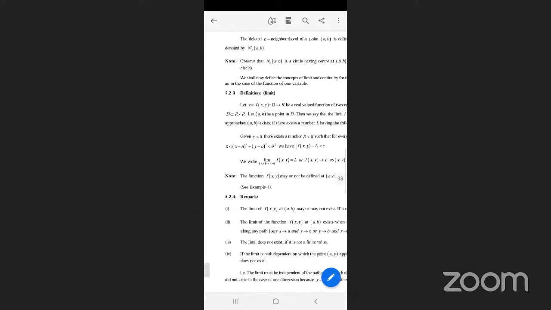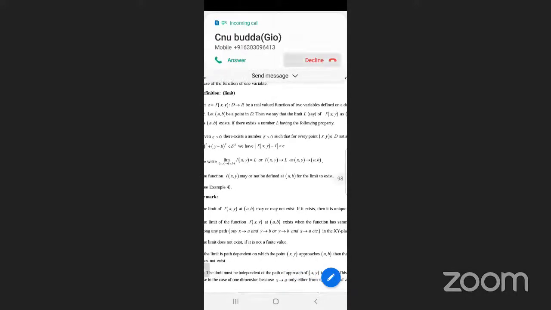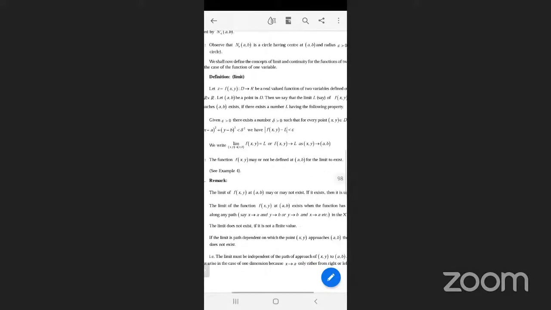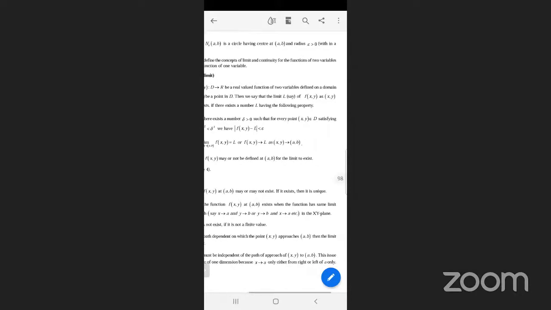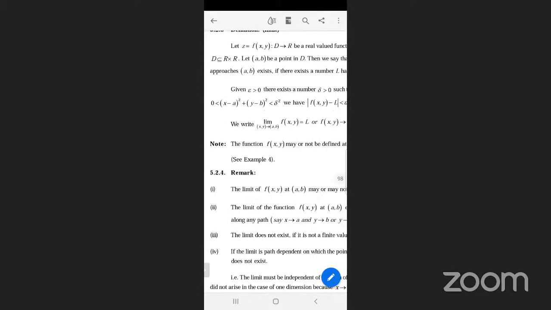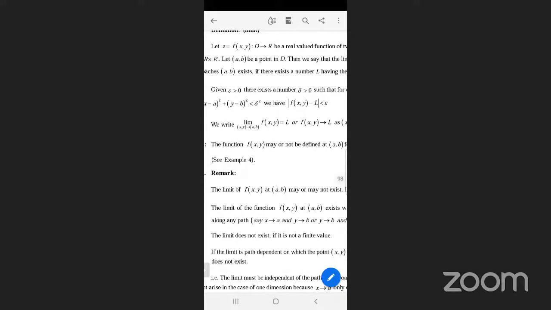That is, x is approaching a. For every epsilon greater than 0, there exists a number delta greater than 0 such that for every point x, y belonging to D satisfying the condition 0 less than (x minus a) whole square plus (y minus b) whole square less than or equal to delta, then we have mod of f of x, y minus L less than epsilon. It is denoted by limit as x, y tends to a, b of f of x, y equals L. It means as x, y approaches a, b, f of x, y tends to L.